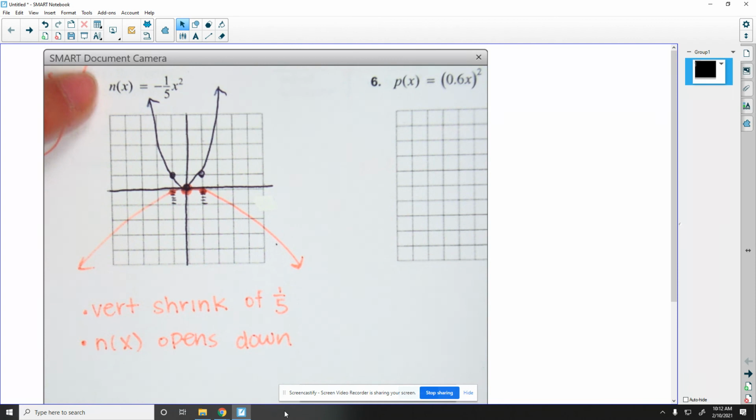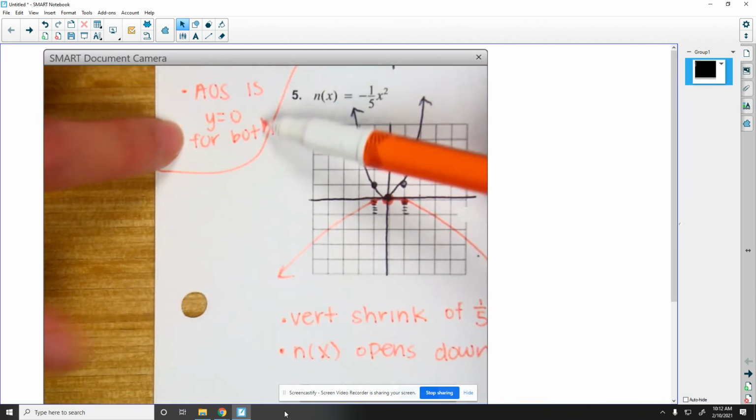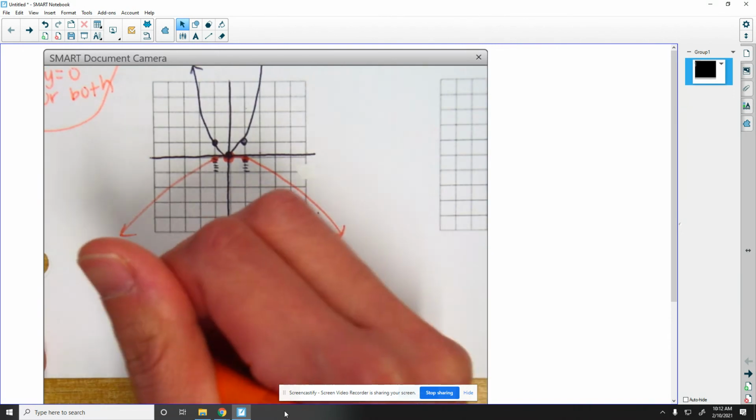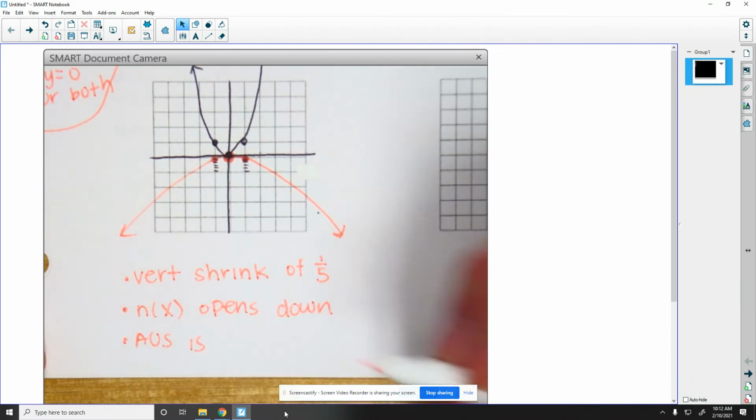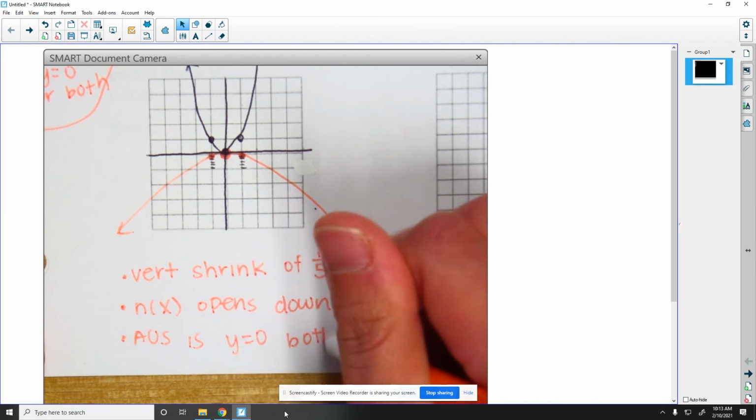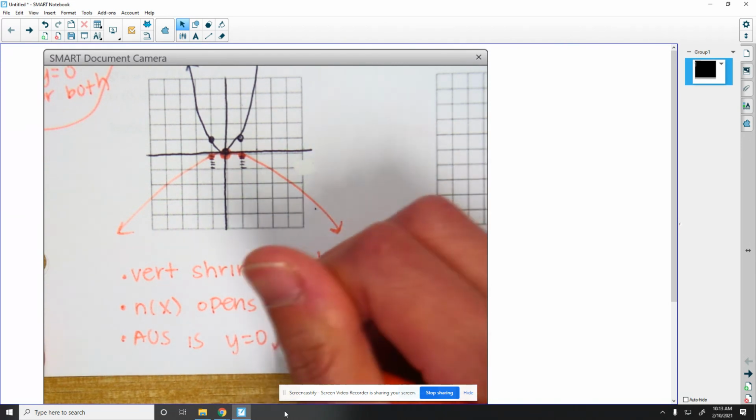The next thing we talk about is the AOS. Is the AOS still the same for both of them? Yes. So I would say AOS is, what is the AOS? Y equals 0. Thank you for saying the line, not just the number. Or both.